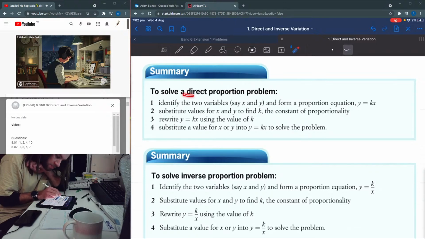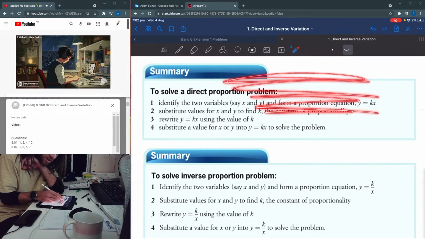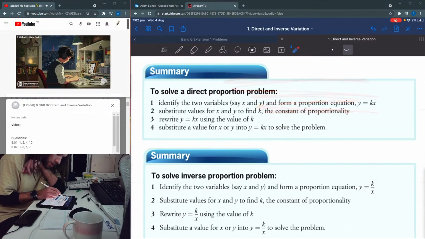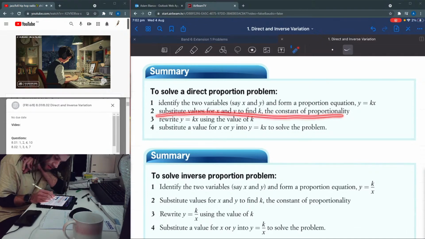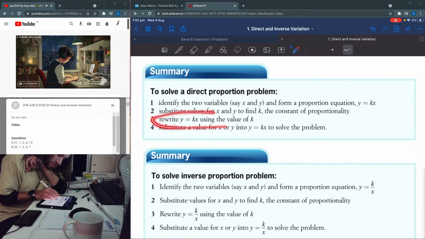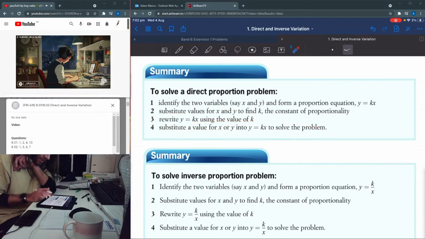So solve a direct proportional. What that means is they'll give you a spam of information, and at the very top they'll say directly proportional. You find the two variables and form an equation. Then substitute the values at the very start of the question to find k. Then rewrite your equation, then actually answer it. So that's what that says.